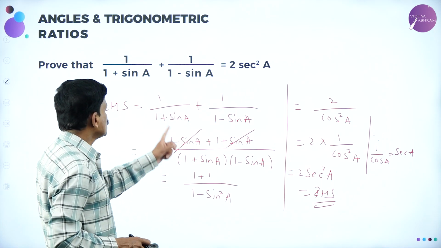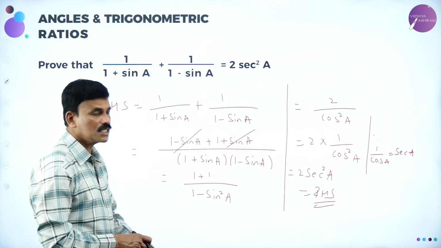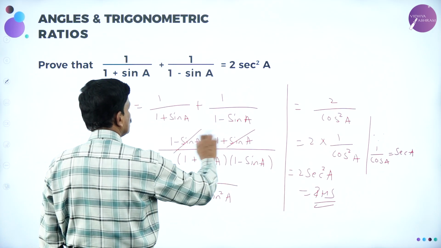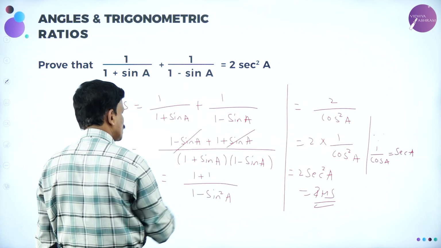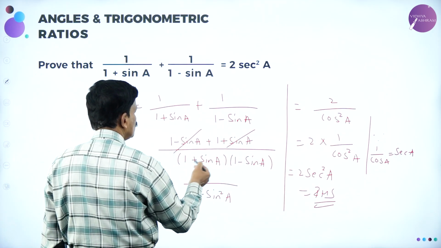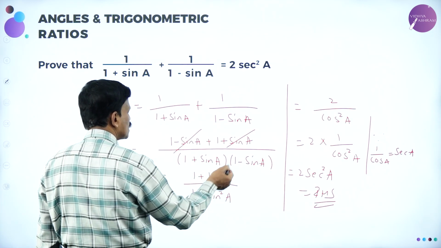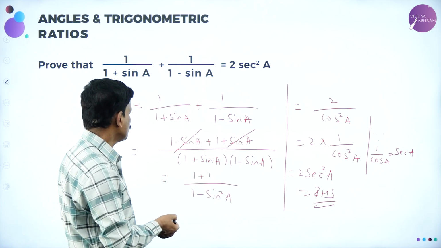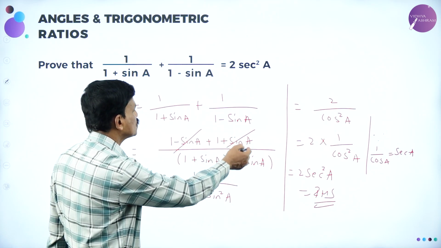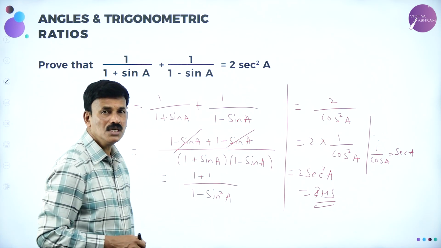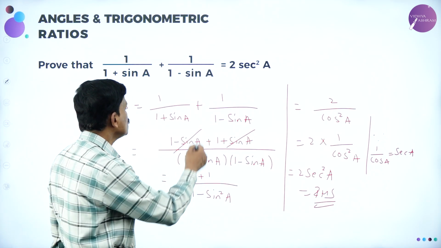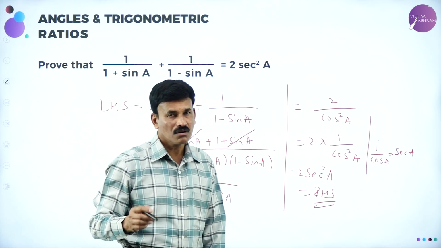So take LCM. 1 plus sin A into 1 minus sin A is the LCM. Cross multiply: 1 minus sin A plus 1 plus sin A, and plus sin A minus sin A gets cancelled. In the denominator, 1 into 1 is 1, plus into minus is minus, sin into sin is sin square. 1 plus 1 is 2, divided by 1 minus sin square, which is cos square. 2 into 1 by cos square is equal to secant square A. So the required answer is 2 secant square A, which is the RHS.